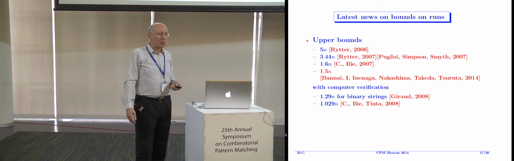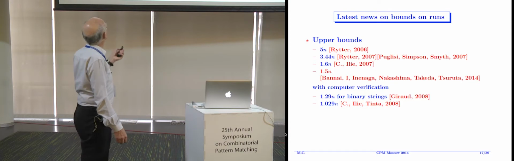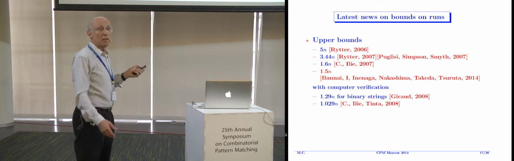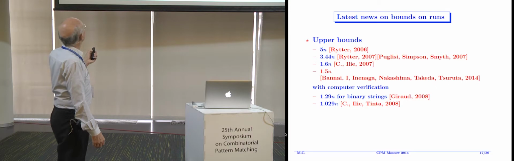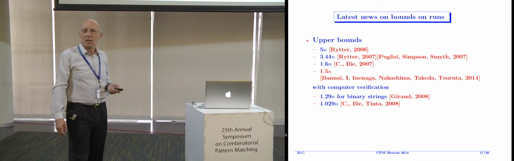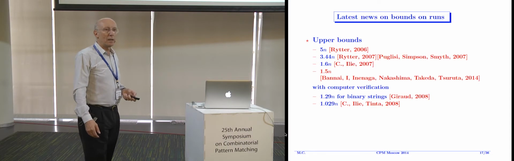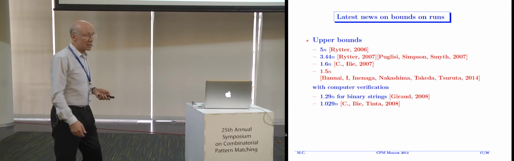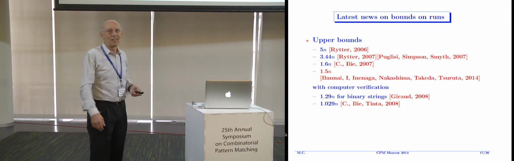So, what are the latest news on the maximum number of runs in strings? I would like to report a new result found recently by Hideo and his group. This is a new bound of 1.5n, the best bound that we know that is provable. And not only is it provable, the technique seems to be very useful. My bet is that we will have the answer to the runs conjecture by the end of this year, I hope so.